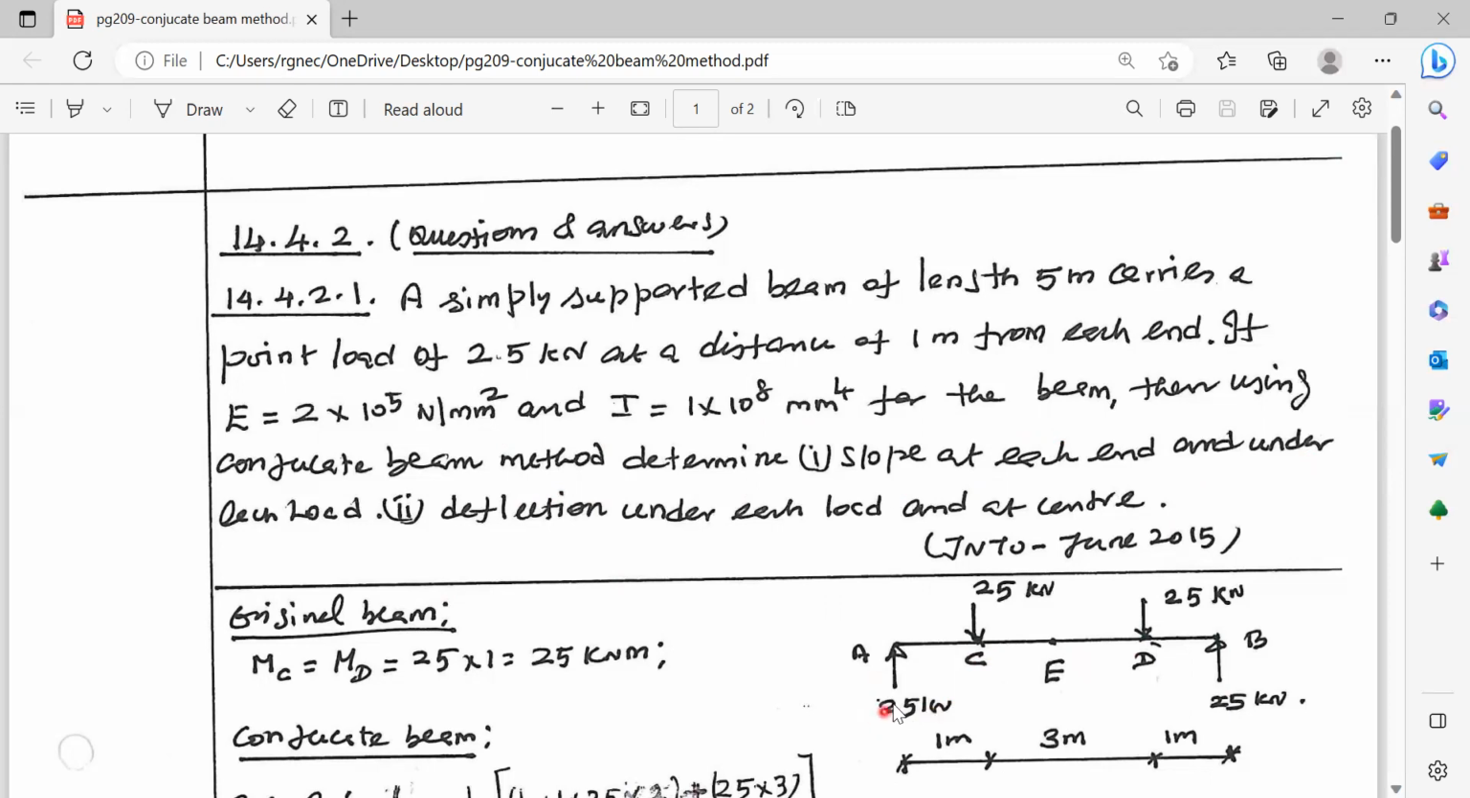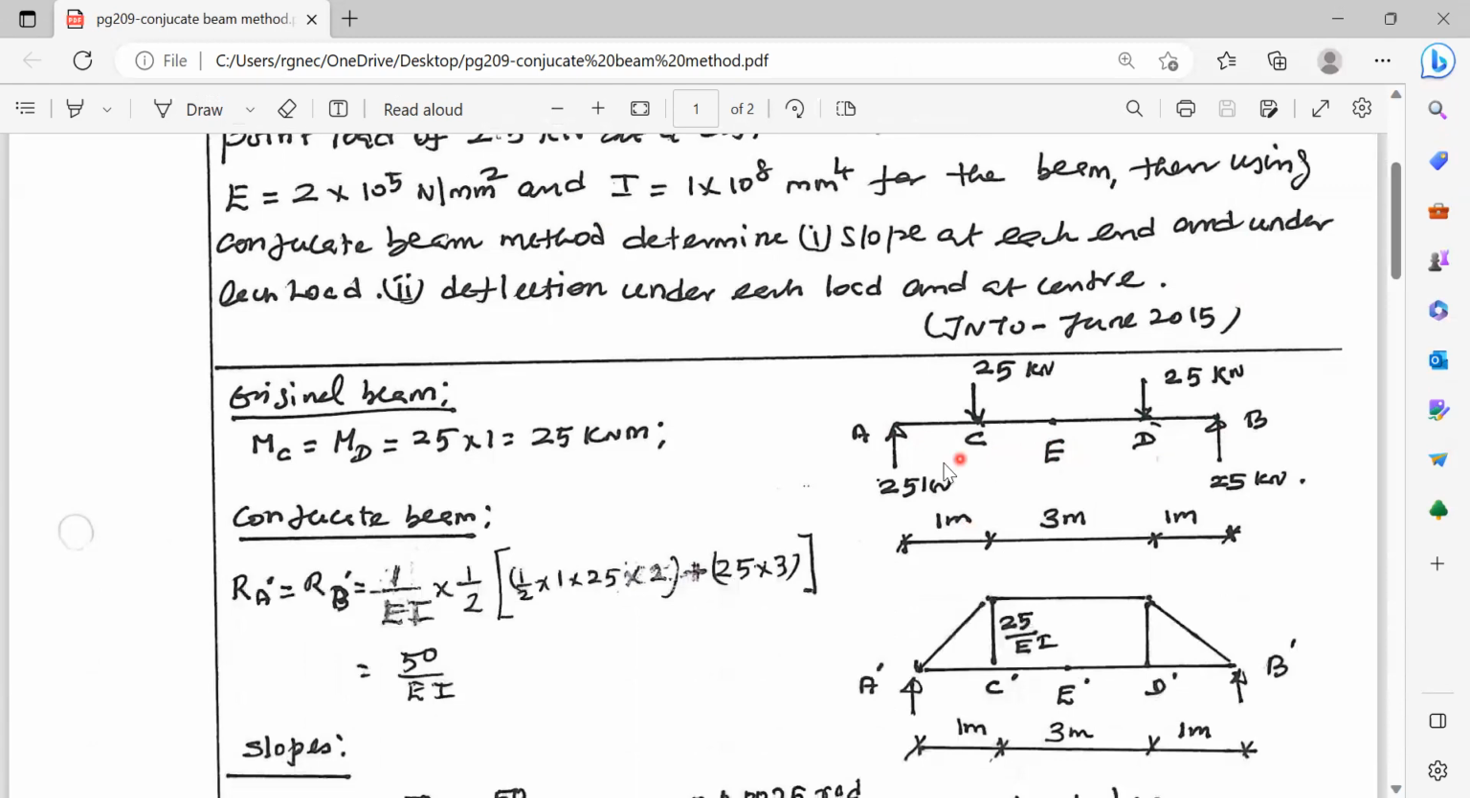So we have to calculate slope at A and B, slope at C and D. We have to calculate the deflection at C and D and also deflection at point E, which is the midpoint of the total beam AB. These are the dimensions given. By virtue of the symmetry, the value of reaction RA is 25 kilonewton and value of RB is also 25 kilonewton. There are 2 point loads, each of magnitude 25 kilonewton.